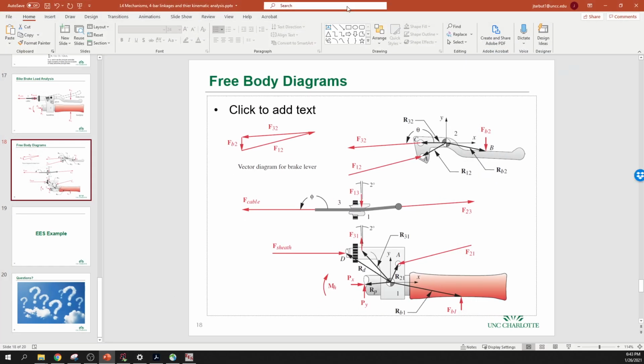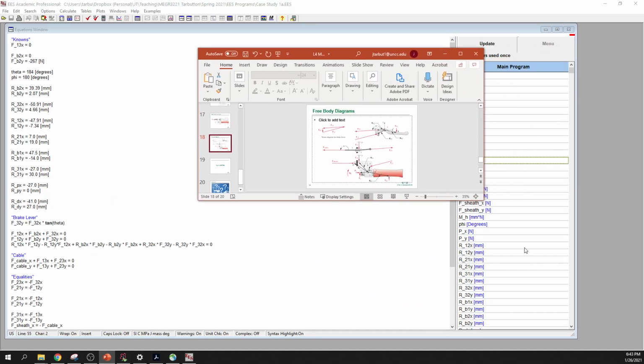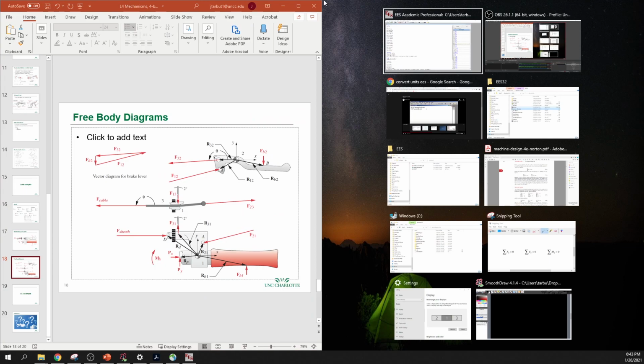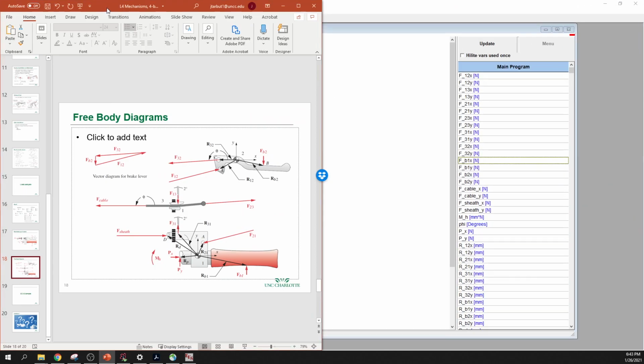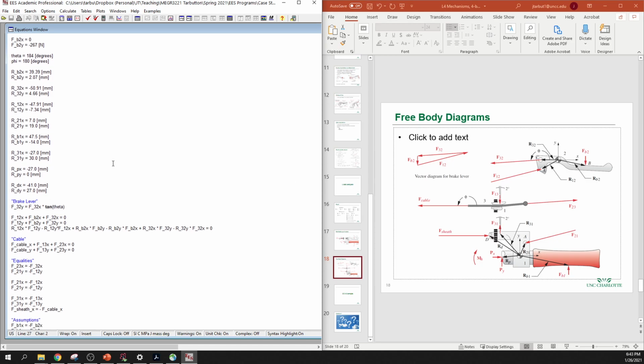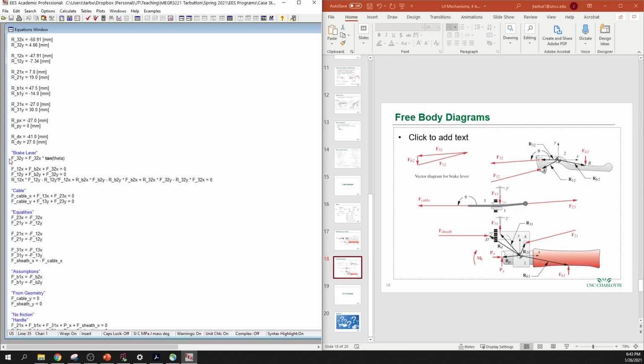Let me see if I can pull it up and maybe bring it up here a little bit smaller so we can look at them side by side. Okay. All right. So this is the system that we're analyzing in it. And if we do the static analysis where we sum the forces, okay, for the brake lever, we're just summing these forces to 0. Okay, so we have these X and Y components, and then we have these moment arms, which is the force times the perpendicular distance to that force. And if we sum the moments, we get this equation right here.